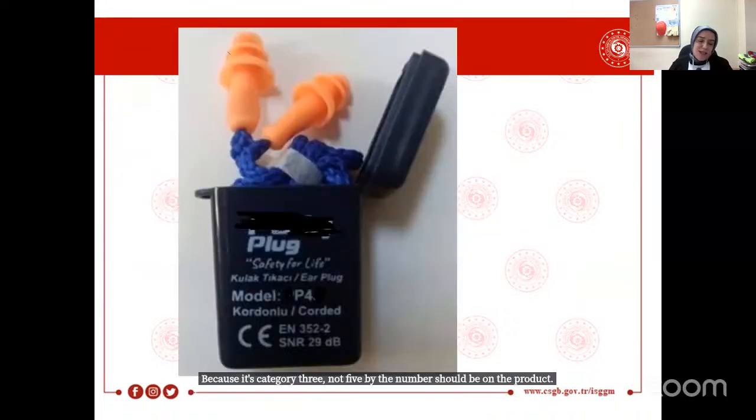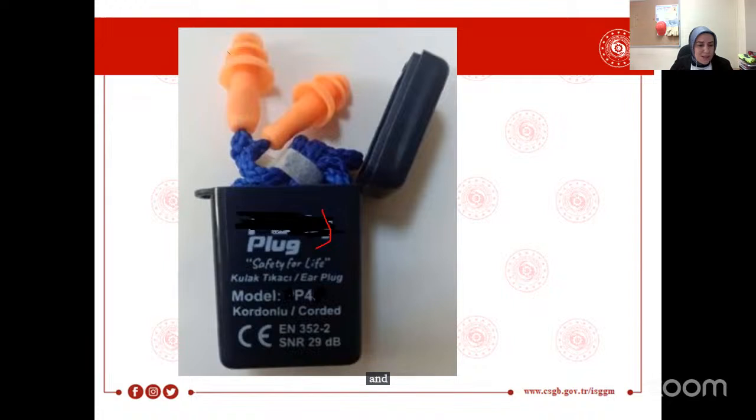Here is a box of an earplug. We see the brand here, and we see the model here. It says it's corded. We see the standards. We see the CE mark, and the SNR value is 29 dB.